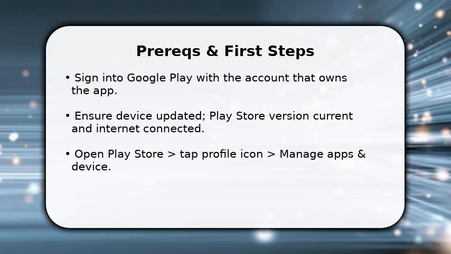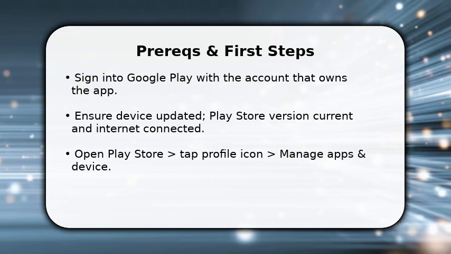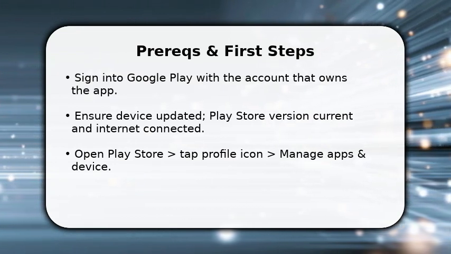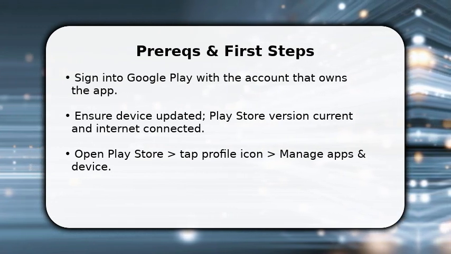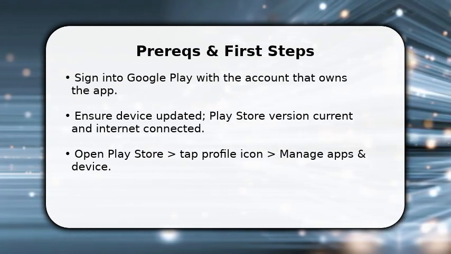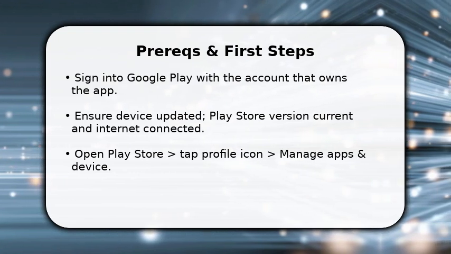You start by confirming prerequisites. You're signed into the correct Google account, and the Play Store is updated so settings behave predictably. Once done, open Play Store and tap your profile icon. This gives access to account controls you need.